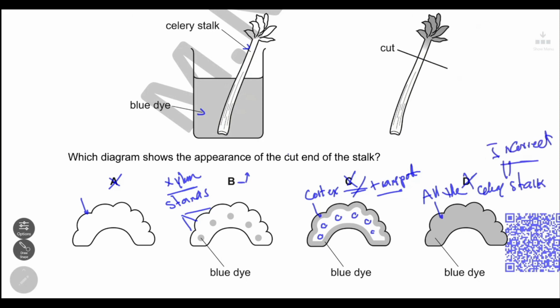So the water is transported in the xylem. The xylem is found in the strands here. So this is the only correct valid answer for this question.